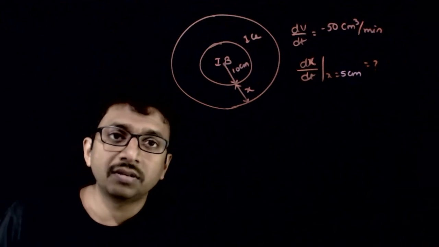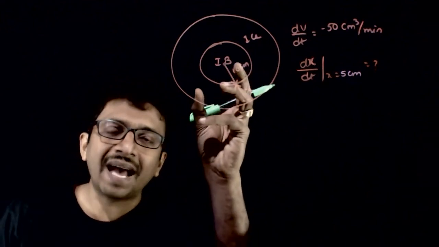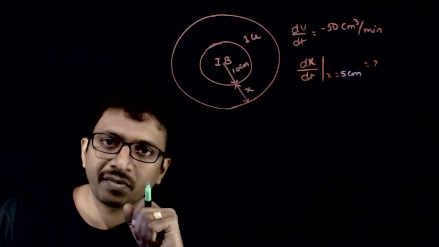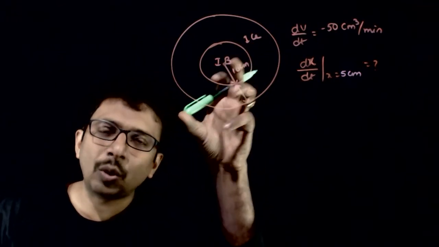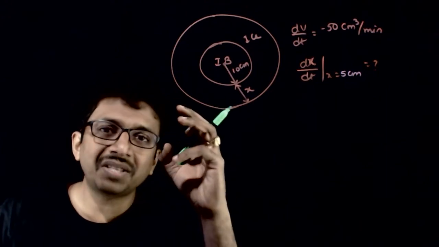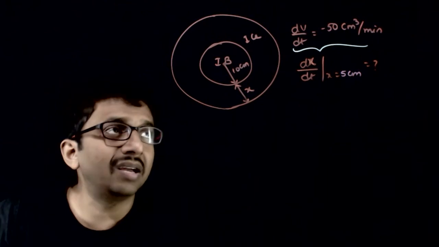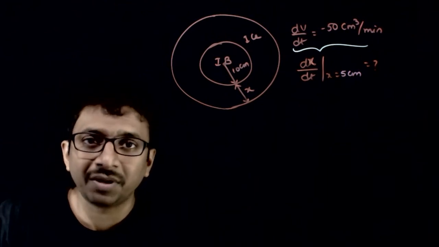So welcome students. In this question you're given an iron spherical ball which is covered by a layer of ice, and that layer of ice is slowly melting, and the rate at which the ice is melting is given by dV/dt = 50 cm³ per minute.